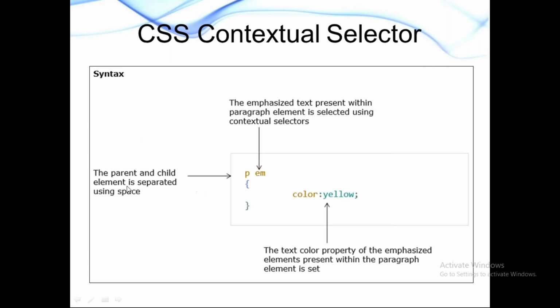Fine. So you have the parent and the contextual selector: the parent element and the child element, and they must be separated by a space. The style sheet rule will be applied for the child element if it is contained within the parent element.